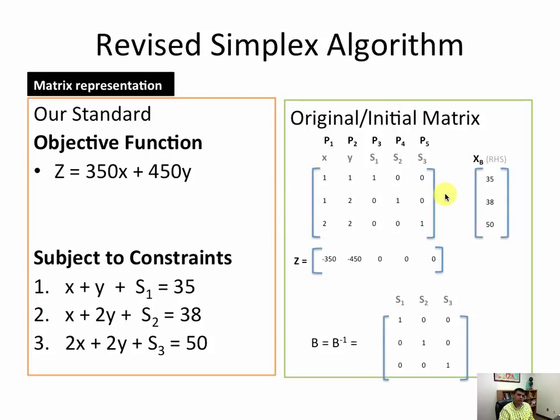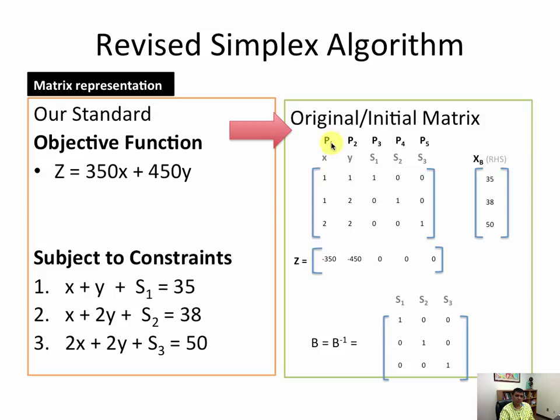This shows our original initial matrices. So what I have done is I have essentially defined what are the variables in our constraints: x, y, s1, s2, s3. The first matrix is the constraint matrix, which has x as 1, 1 and 2, y as 1, 2 and 2, and s1 is 1 in constraint 1, so 1, 0, 0, s2 is 1 in constraint 2 and 0 otherwise, and similarly s3 is 1 in constraint 3.